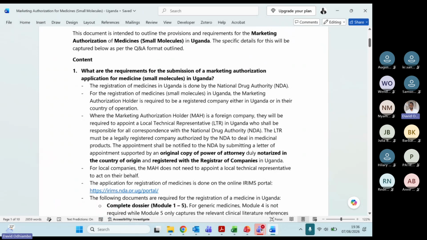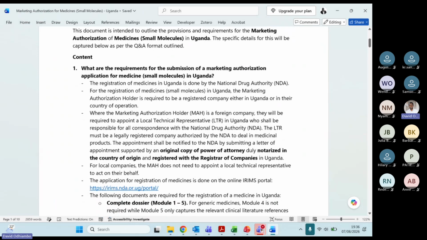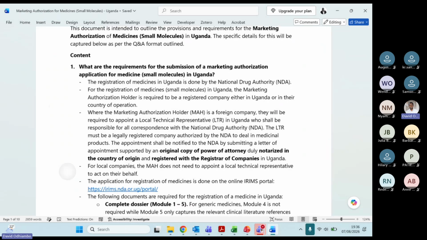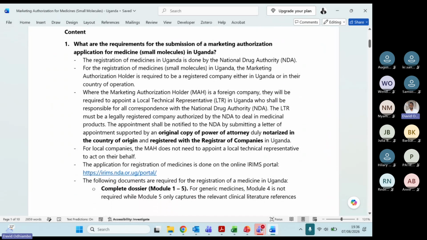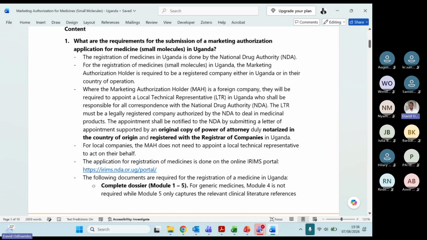So when I look at it in terms of requirements, when you look at understanding the process, the first thing that you'll be asking yourself is, if I am intending to bring a product into the country and register it in Uganda, what are the requirements? Conventionally, we all understand we have the International Council on Harmonization of Requirements for pharmaceutical product registration. So you'll need your dossier.